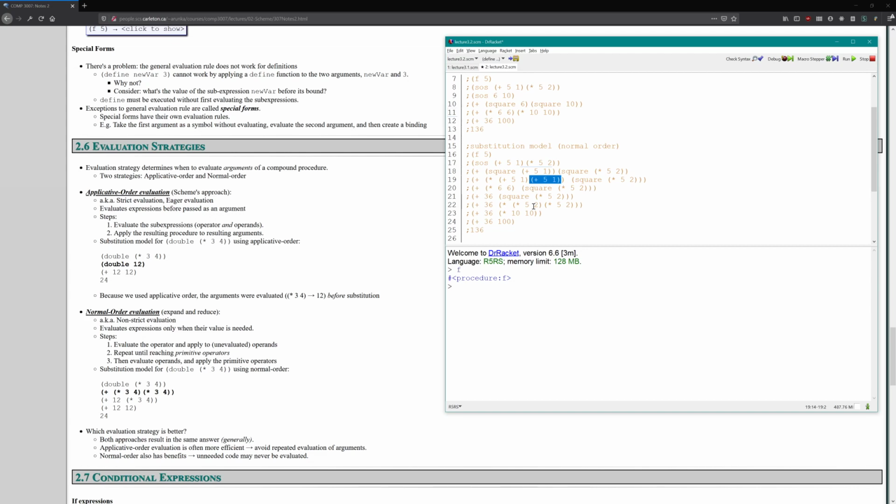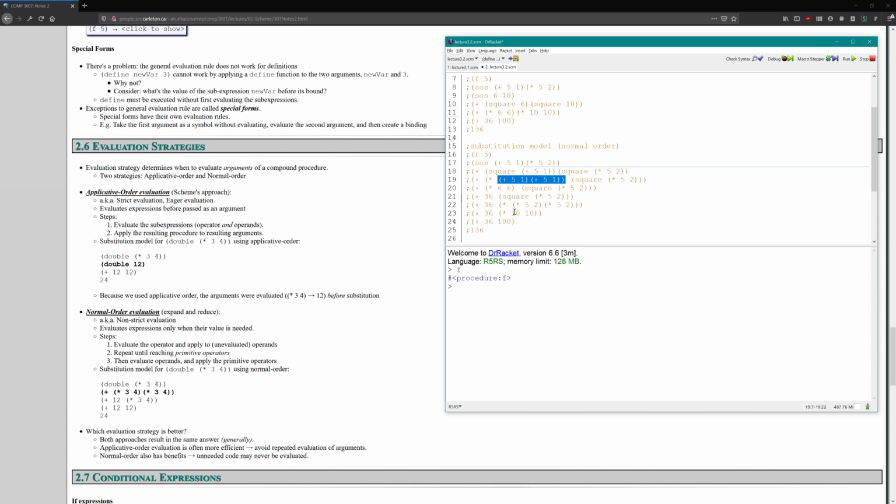But in a very naive approach, the normal order evaluation can run into some extra work by having to evaluate the same combinations of symbols if that symbol gets used multiple times in the body of a function. That's not to say that applicative order is always more efficient, though.